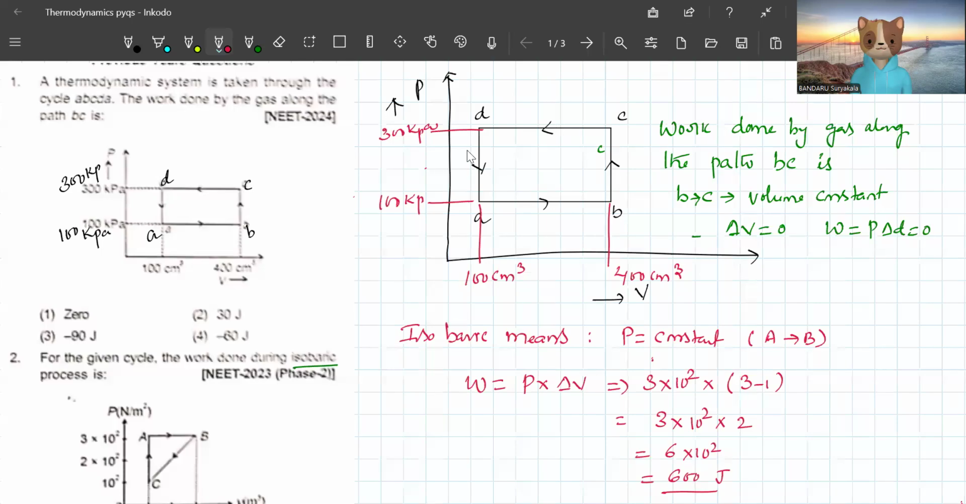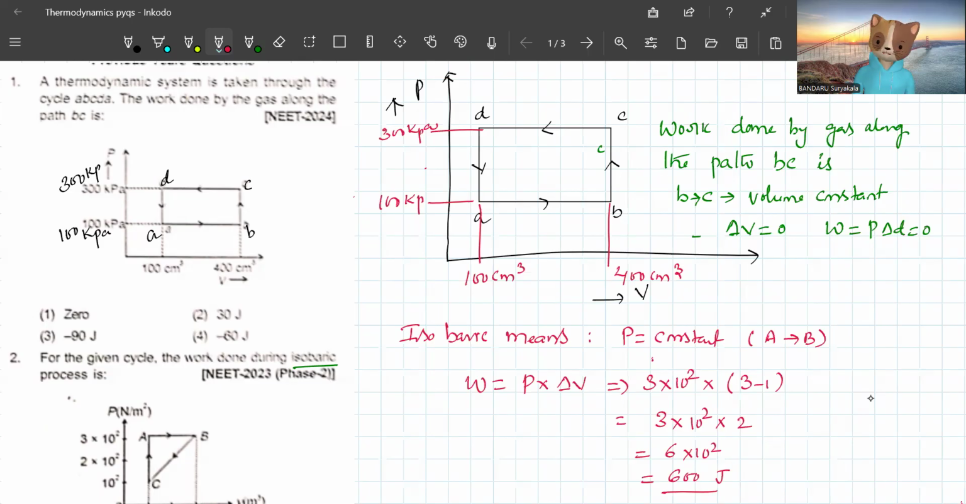Hi friends, today we will discuss thermodynamics previous year problems. You see the first problem here on the screen, which was asked in the 2024 NEET examination. A thermodynamic system is taken through the cyclic process ABCD. They ask for the work done by the gas along part B to C.